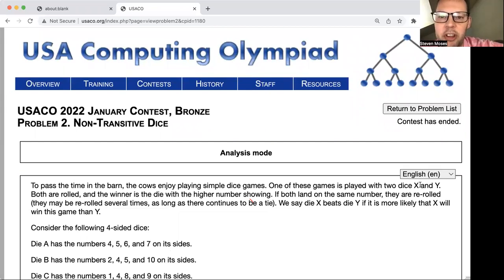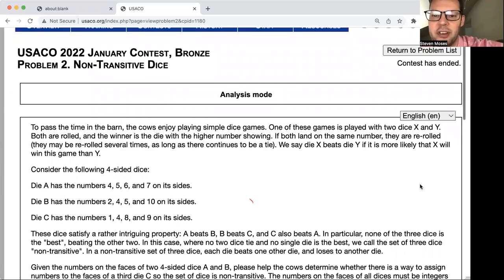What's up, everybody? Today we're covering USACO's 2022 January contest at the bronze level. Problem number 2, non-transitive dice.